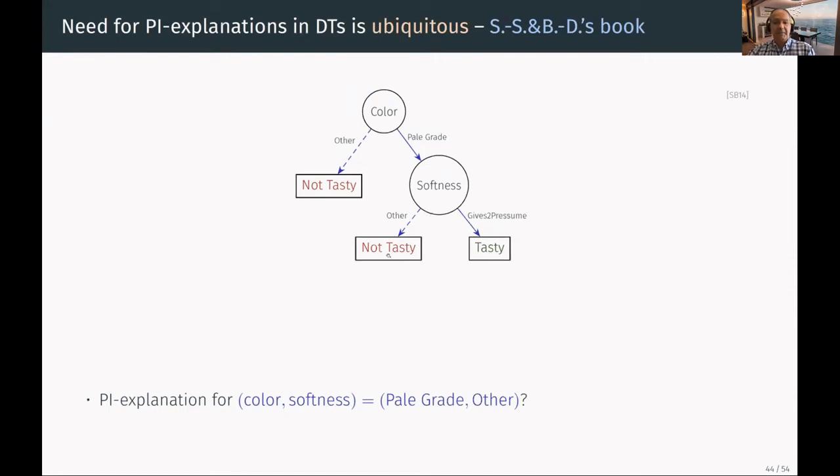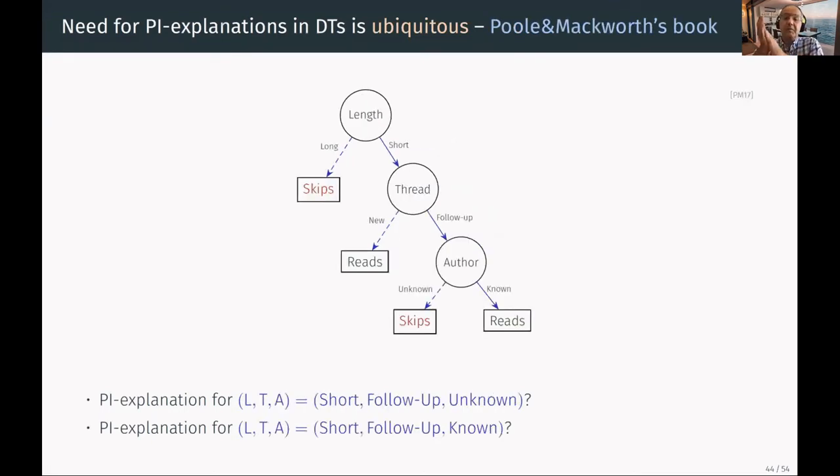It just becomes categorical, but it's the same problem. So if you predict not tasty here, then the attribute of color is irrelevant. And finally, Poole and Mackworth's book has lots of examples of redundancy in the decision tree. So again, I think it's most of the books that people use these days for teaching, at least decision trees.